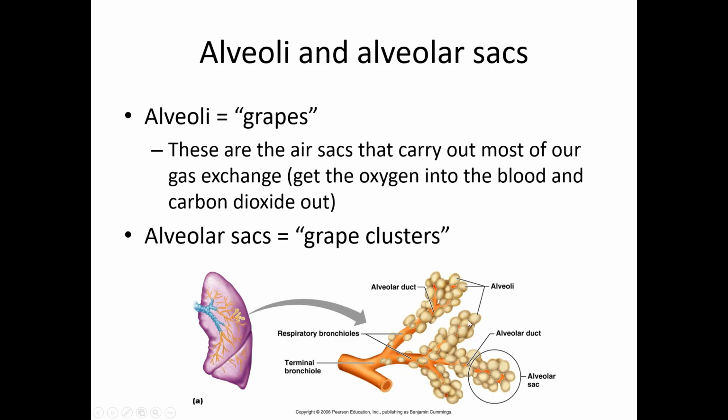I kind of want to use the analogy of these are sort of like grape clusters. So if you go buy a package of grapes, the stem that the grapes come on, those are bronchioles. Each individual grape is an alveolus, and so that's where the gas exchange is going to happen. A cluster that comes off of one branch is called an alveolar sac, and so this is where the gas exchange is going to be happening, is in those little sacs.